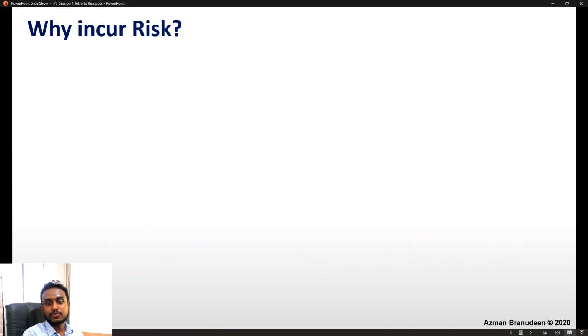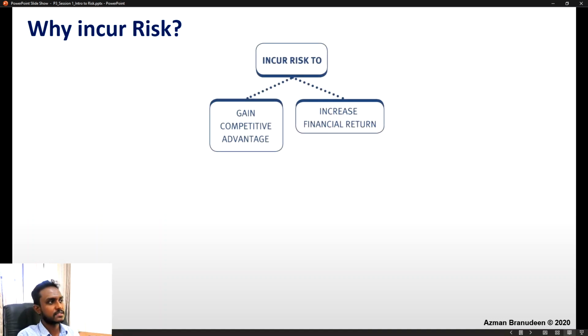Second question is, why would a business incur risk? Now, this has simple but very effective answers. There are two main reasons. One is a business could incur risk to gain competitive advantage, while you're also looking at incurring risk to increase financial return.